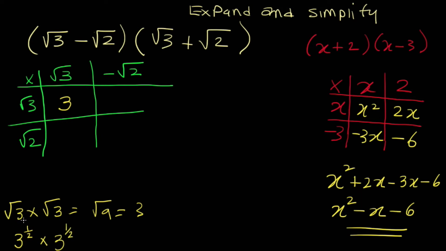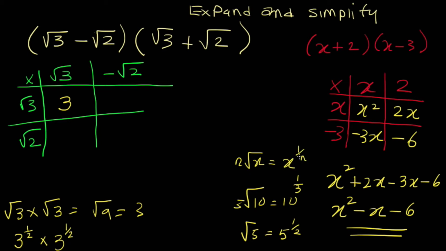The square root of 3 is the same as 3 to the power of half. The square root of 5 is the same as 5 to the power of half. Or the cube root of 10 is 10 to the power of 1/3. In fact, the n-th root of x is the same as x to the power of 1 over n. Now that we understand why the product of root 3 with root 3 is 3, what will it give us here?